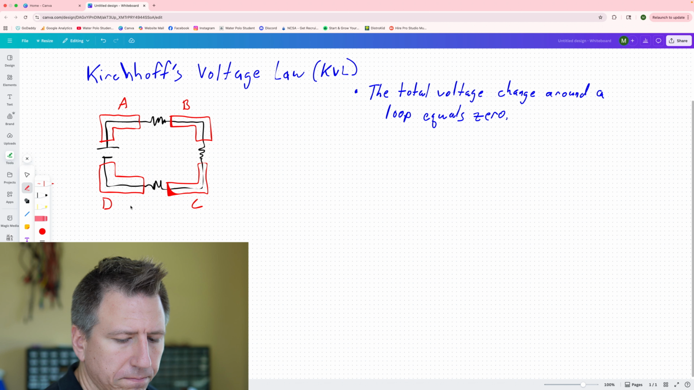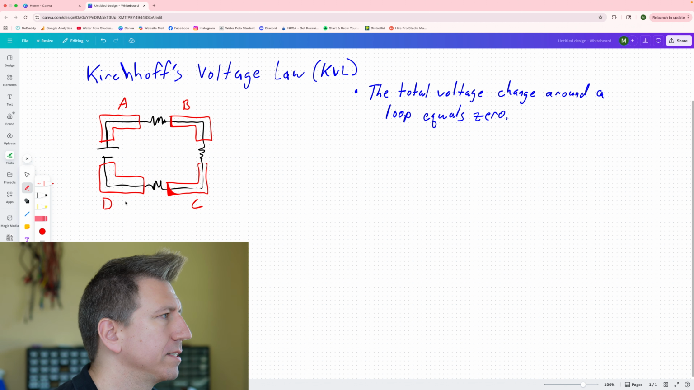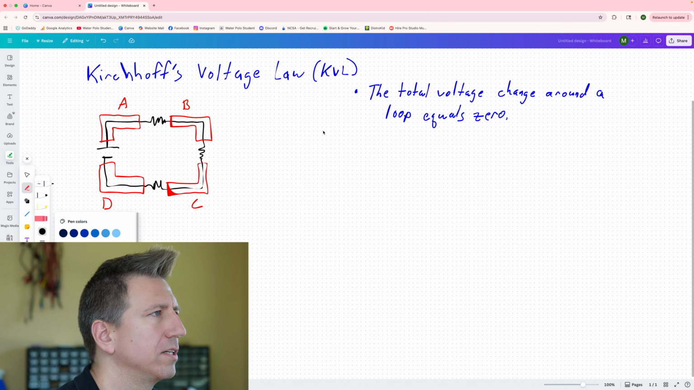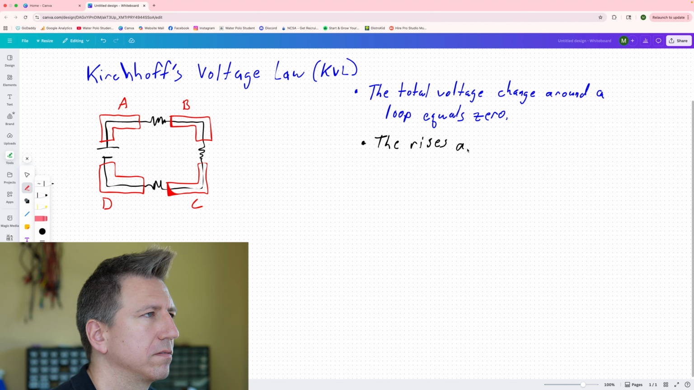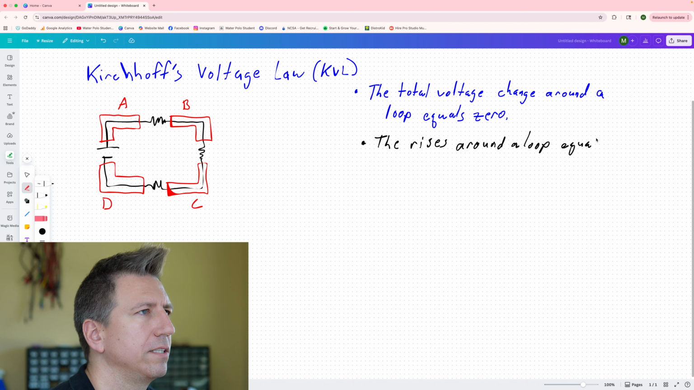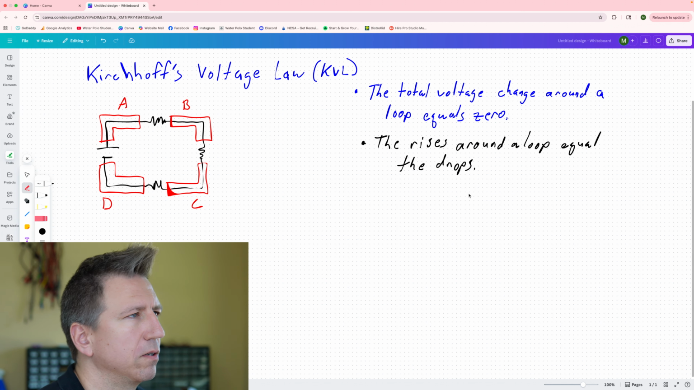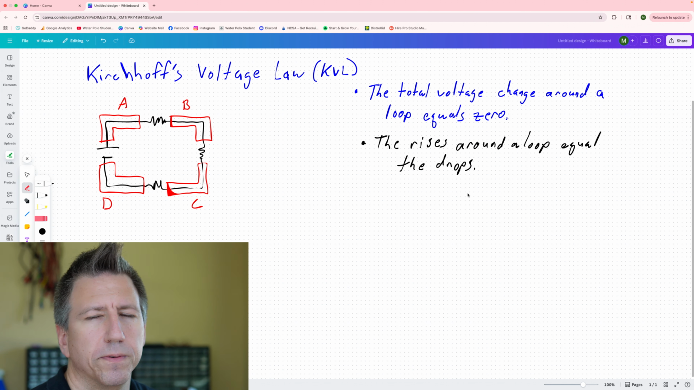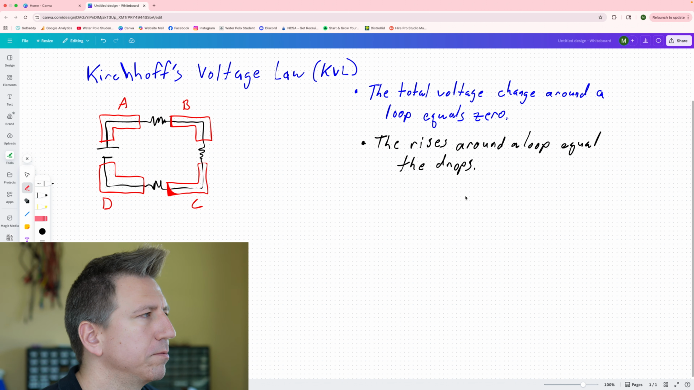Now, another way we can state this is that, when we go around here, like I said, we either have a rise in voltage or we have a drop in voltage. And so another way to state this law is that the rises around a loop equal the drops. I've shortened it a little bit here, but we're saying that the total sum of the voltage rises around the loop are equal to the total sum of the voltage drops around the loop.